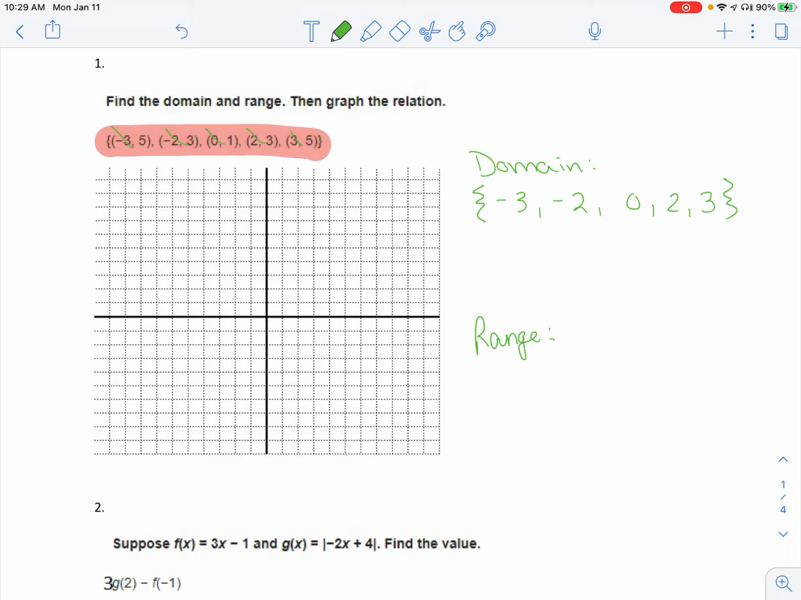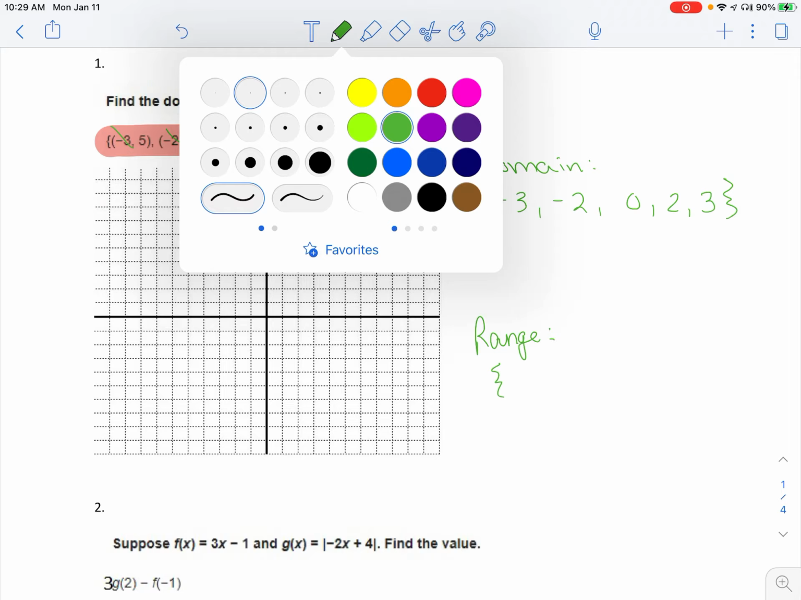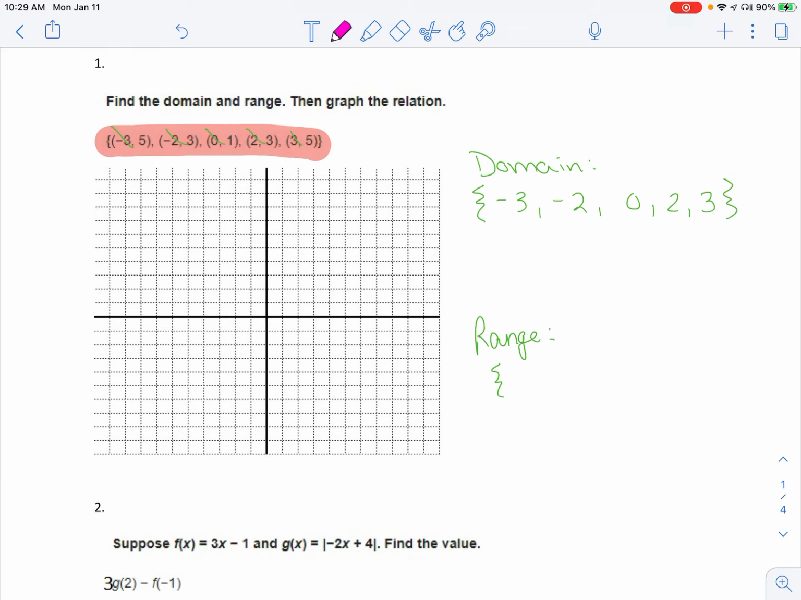Now let's do the y values for the range. Let's take a look for the lowest. The lowest range is a 1, and then a 3. Notice I'm only writing it once. And then a 5. So we found the domain, we found the range. Now it's time to graph it.